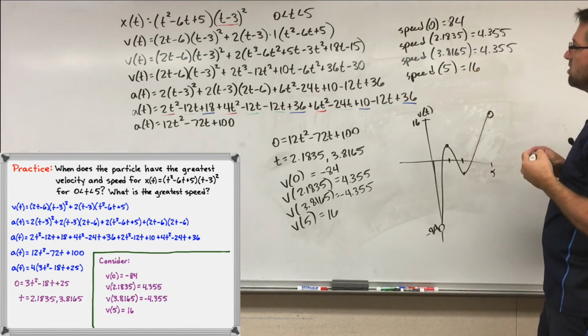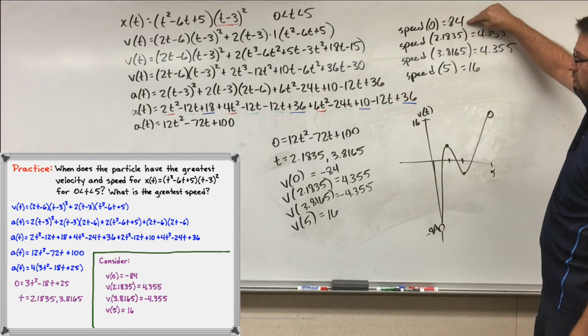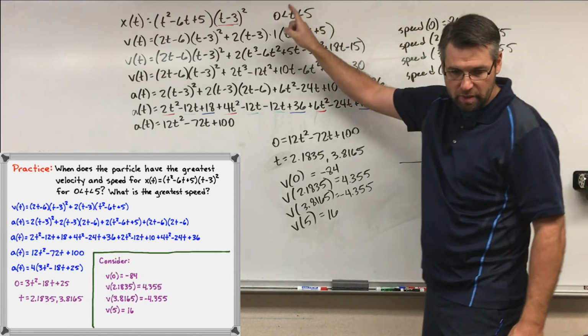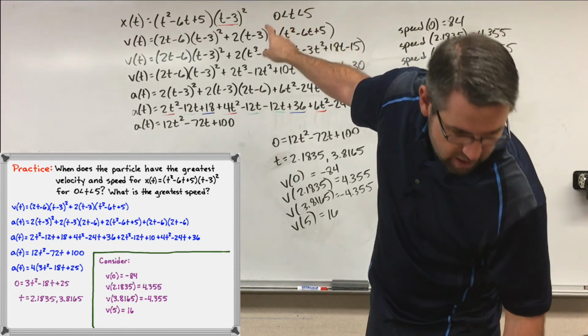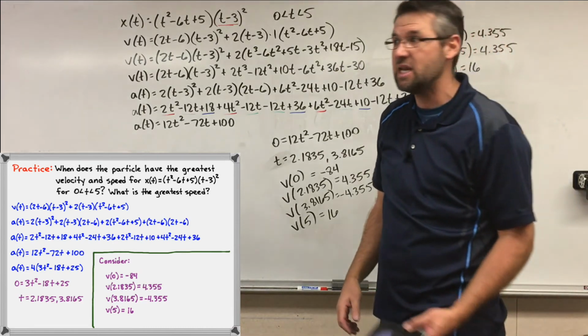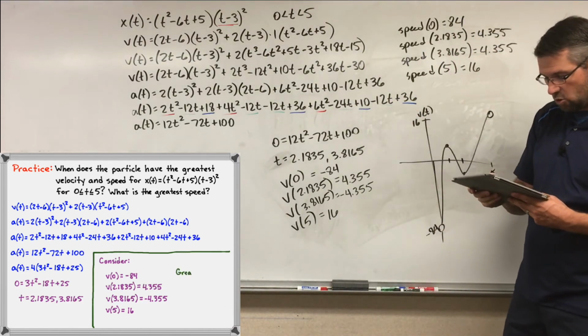So what's the maximum speed? Well, the maximum speed would be 84, but that is not part of the interval. This is an open interval, and therefore we would also say that there is no maximum speed. The maximum speed is approaching 84, but it doesn't actually reach 84 because that's an open interval.